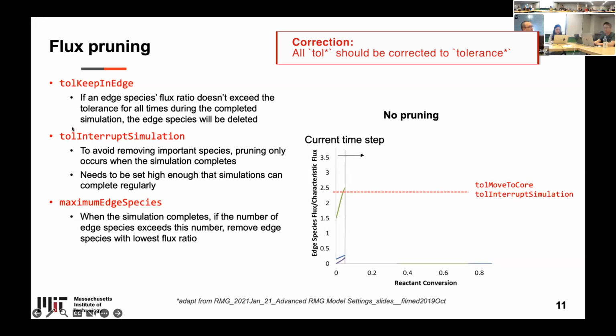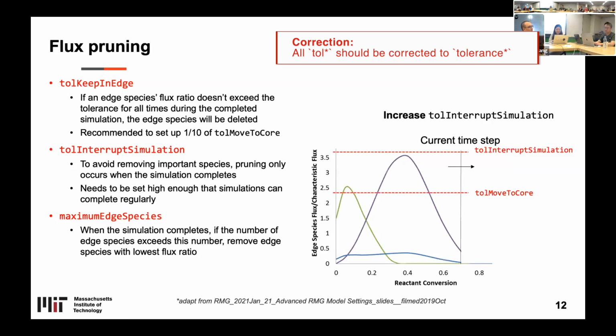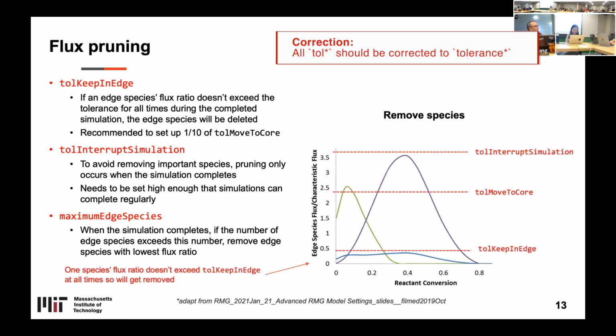So here, let's see, if we move the tolerance interrupt simulation higher, we will allow the simulator to step forward in time. So you can see the current time step can keep stepping forward. It will do the full simulation, and it will then apply the tolerance to keeping edge. And now we see all these species have low flux over the whole simulation time span, so we remove them. So the key thing here is that if you want pruning to work, you need to make your interrupt simulation tolerance higher.